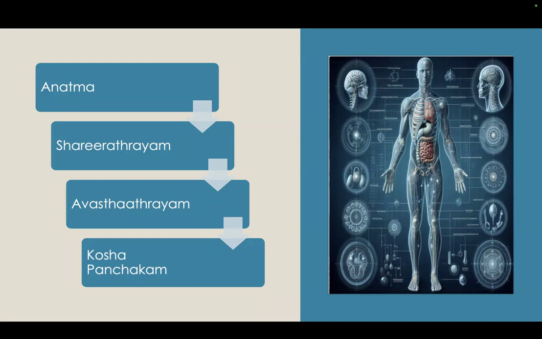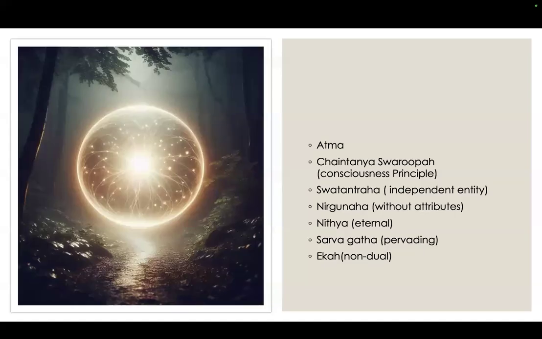And Kosha Panchakam is again divided into five: Annamaya Kosha, Pranamaya Kosha, Manomaya Kosha, Vijnanamaya Kosha, and Anandamaya Kosha. So we all know exactly what everything is about. And then the second comes Atma. Atma, we already saw in detail in the previous class, but I'll give you a few recaps.